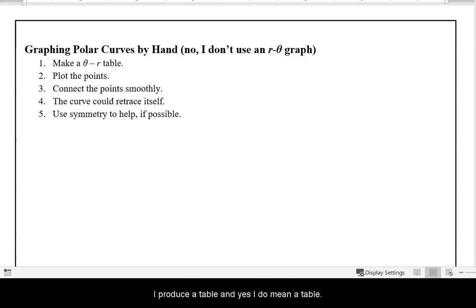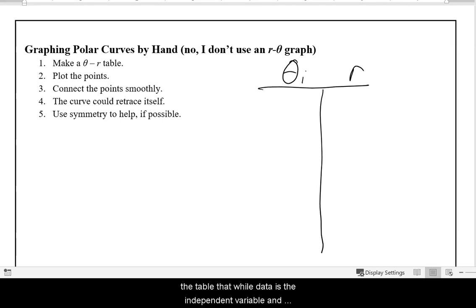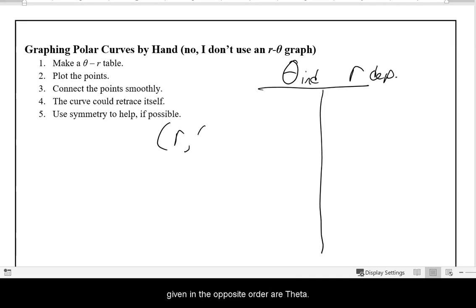And yes, I do mean a table. A table means, of course, like the old XY table from, oh goodness, was that what, middle grades? Perhaps 6th, 7th grade? Yes, you need to produce a table. You need to remember, however, when you produce the table, that while theta is the independent variable and r is the dependent variable, the ordered pairs are given in the opposite order, r theta.